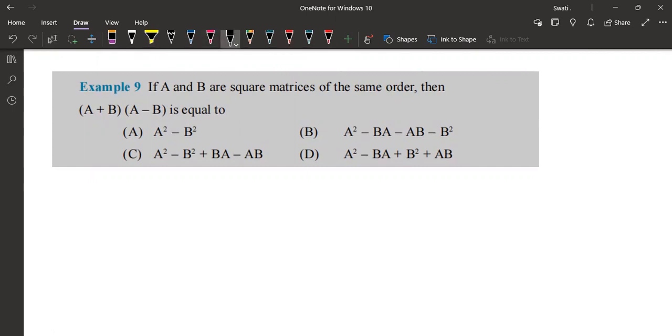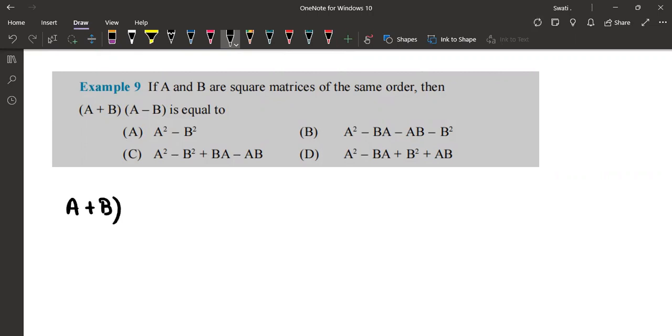This says, if A and B are square matrices of the same order, then (A plus B) into (A minus B) is equal to. We all know a very famous formula that (A plus B) into (A minus B) is A square minus B square. But here it is not that. So don't get confused and pick option A. That is not correct. Let's see why.